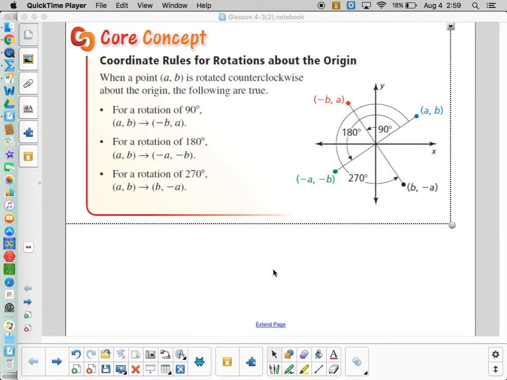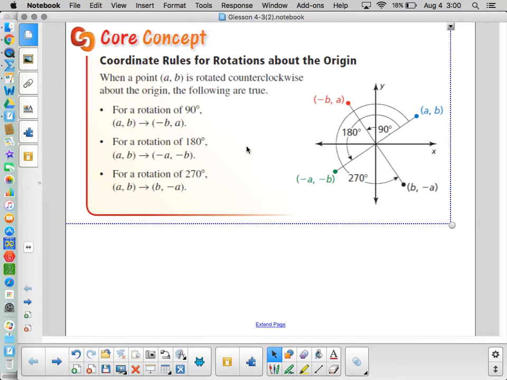Okay, the last lesson of this first half of Chapter 4 on transformations is still about rotations, but then we're going to start doing some combinations of rigid transformations, and that's going to get kind of interesting. First off, rules for rotation.